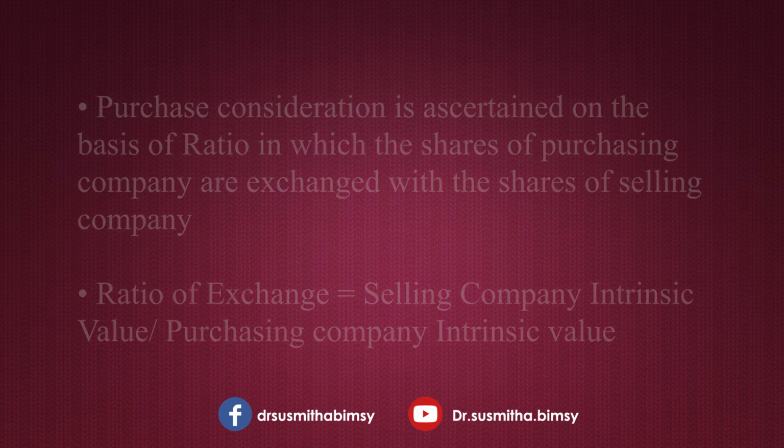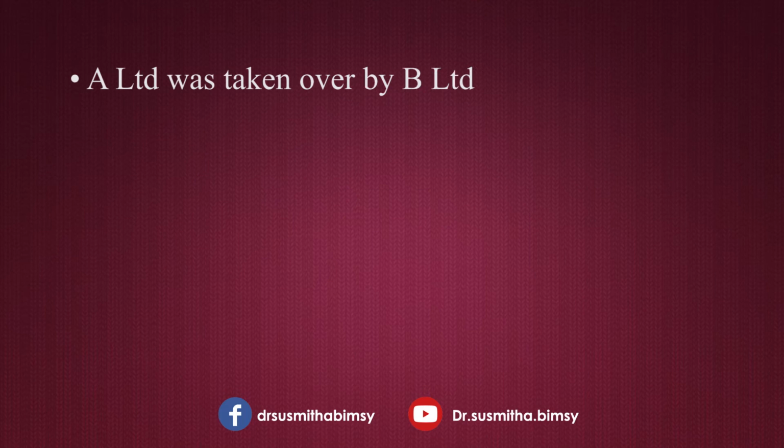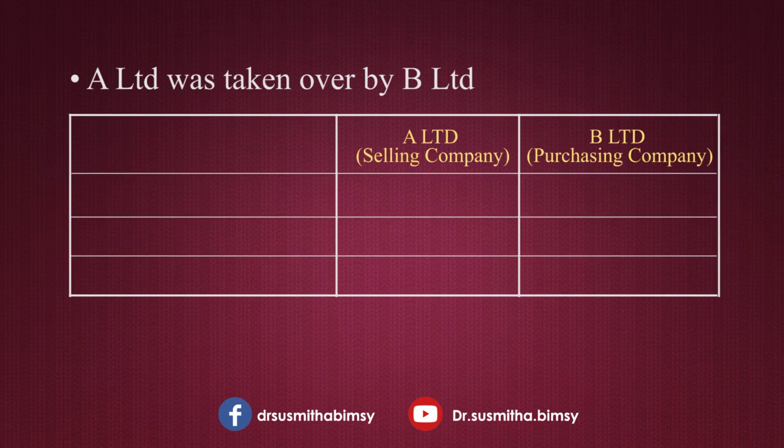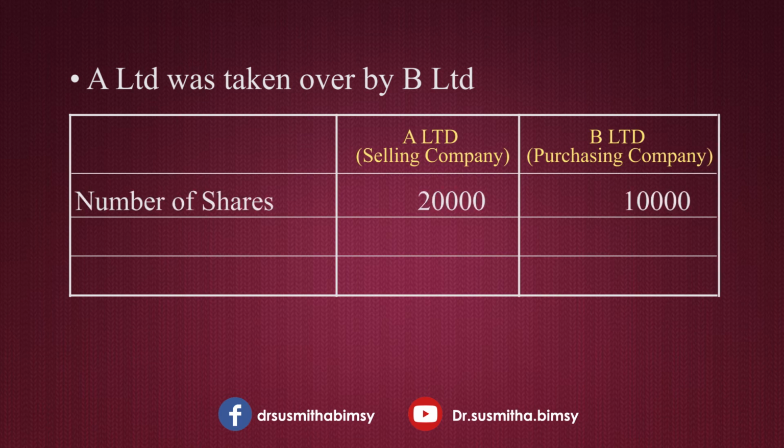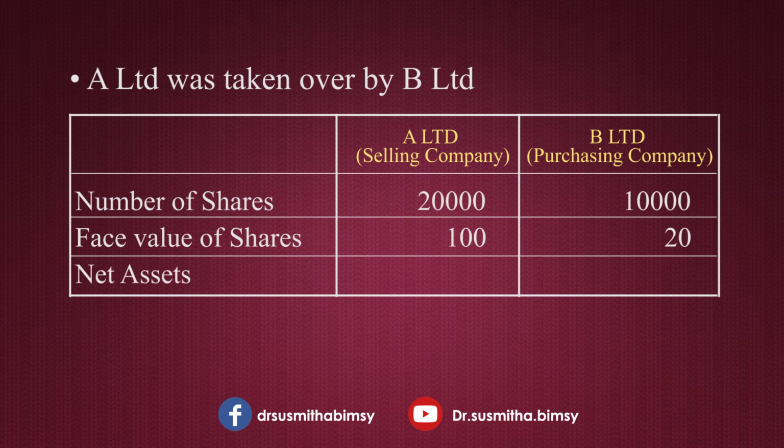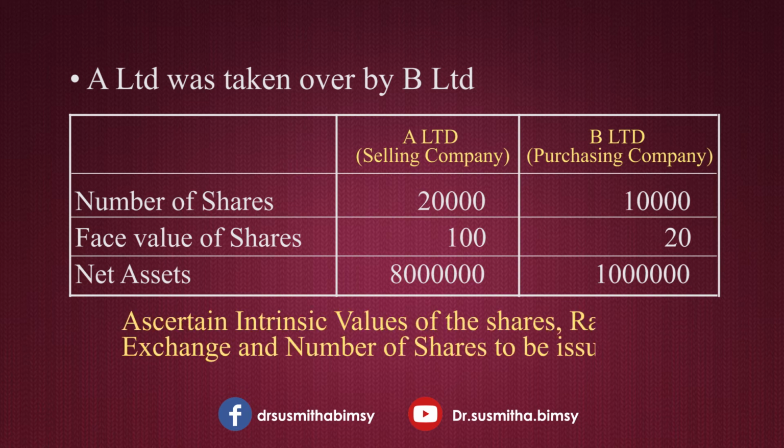Let's see an example. See the problem. Here A Limited was taken over by B Limited. Number of shares for A Limited 20,000, for B Limited 10,000. Face value of shares for A Limited 100, for B Limited 20. Net assets for A Limited rupees 80 lakh and for B Limited rupees 10 lakh. Here A Limited is the selling company and B Limited is the purchasing company. They are asked to find out the intrinsic value of the shares, ratio of exchange and the number of shares to be issued.